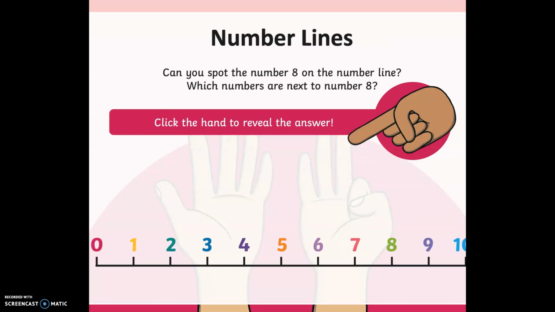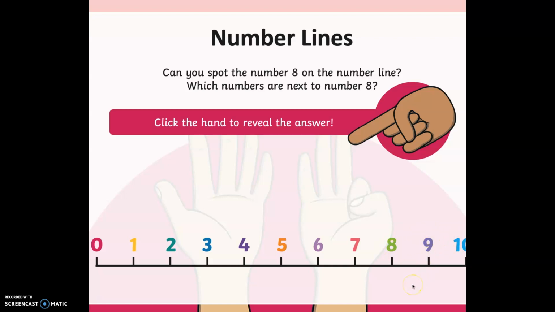Now let's look at number lines. Can you spot the number 8 on the number line? Did you find it? Well done, it's up here. What number comes before 8? 7, well done. And what number comes after 8? The number 9, well done.